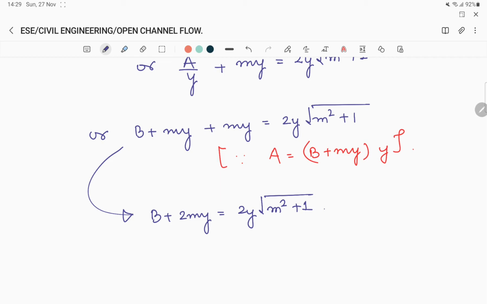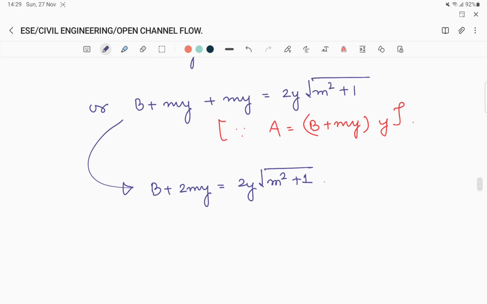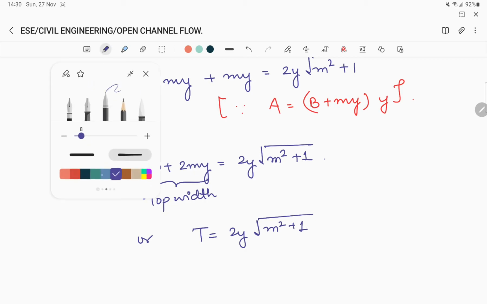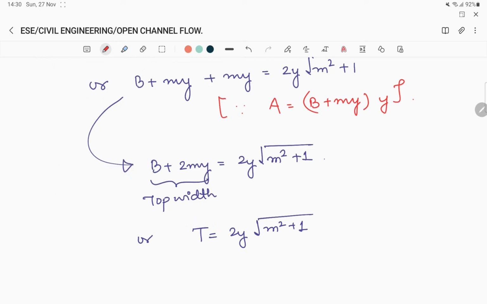Now if you observe carefully, b plus 2my is nothing but the top width of the channel section. So we can write T is equal to 2y under root m square plus 1. So this is one criteria for the efficient trapezoidal section.